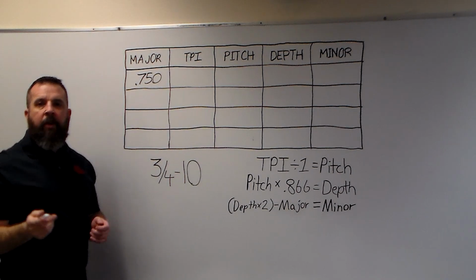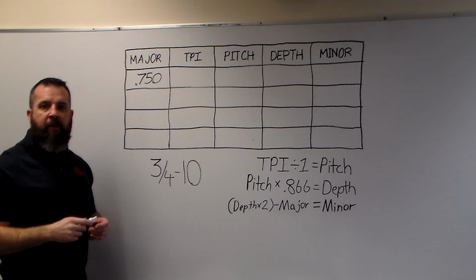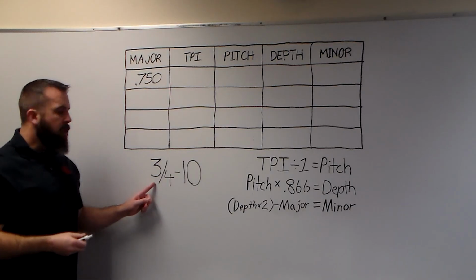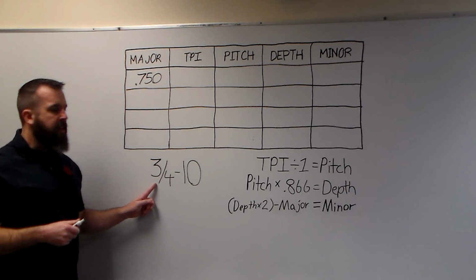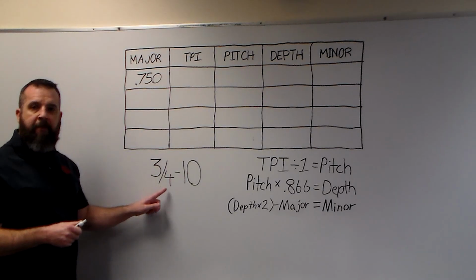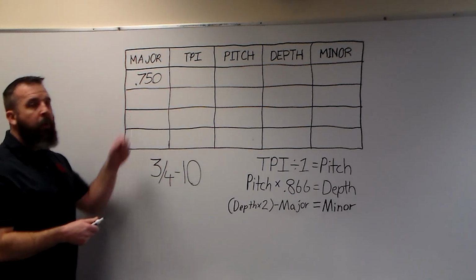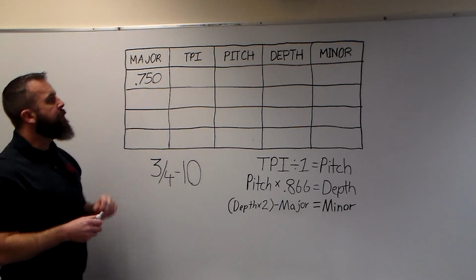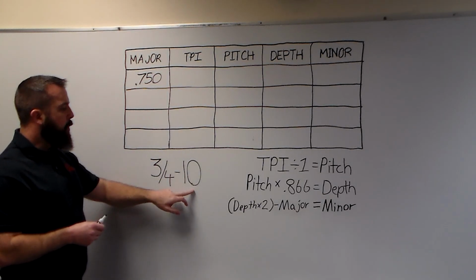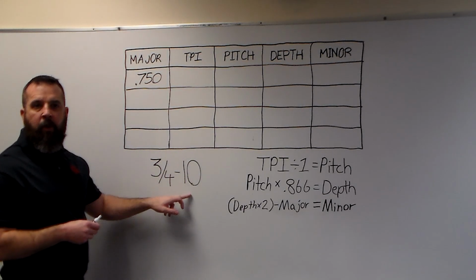Now, if you're not sure how to convert a fraction into a decimal, it is actually quite simple. Just look at the fraction and enter it into the calculator just as you see it, meaning 3 divided by 4 equals 0.75. Now, the next column that we're going to address will cover our 10 in the 3/4-10.